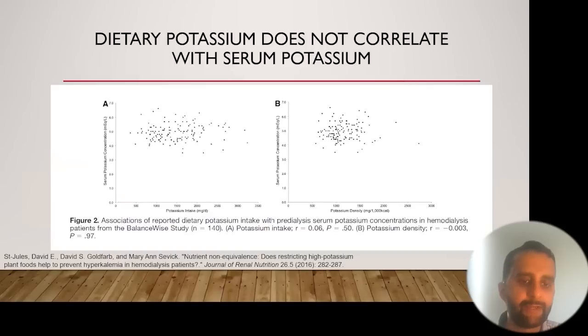And then this is another study that looked at dietary potassium and serum potassium. This is a balance study, and there is no association, just looking at the scatter plot of the data. If there was an association, what you would see is a linear line going from the lower left-hand corner of each graph to the upper right-hand corner of each graph, but you don't see that. These dots are arranged in a way that you can just draw a straight line through them like this, and there's no association.